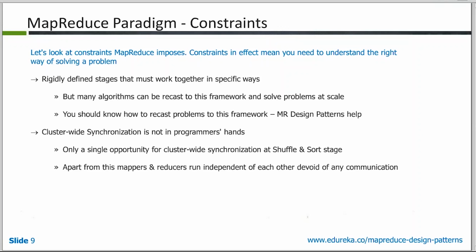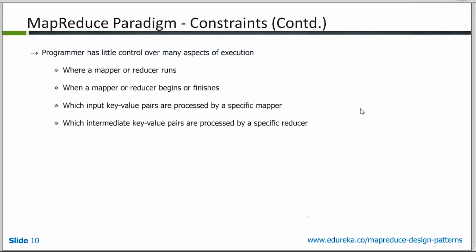There are rigidly defined stages that must work together in specific ways. When we saw all those tasks which happen in the map stages and the reduce stages, you could understand that there's a rigid way of operation of this framework. But still, as I said, many algorithms can be recast to this framework, and then you can solve your problems at scale. That's one of the places where MapReduce patterns come in.